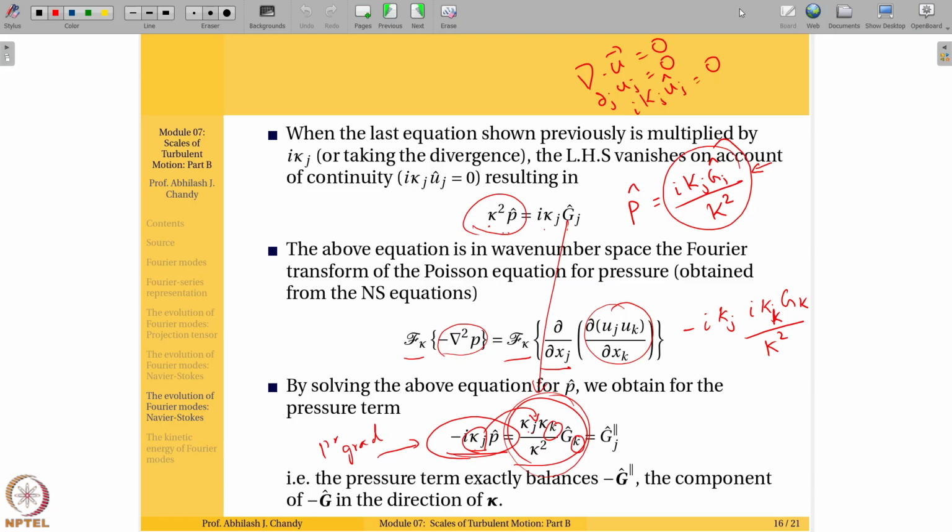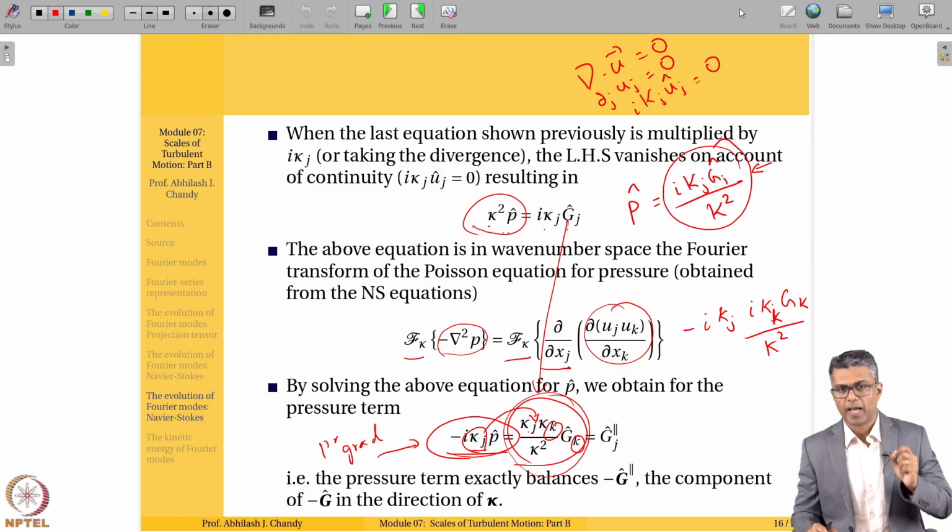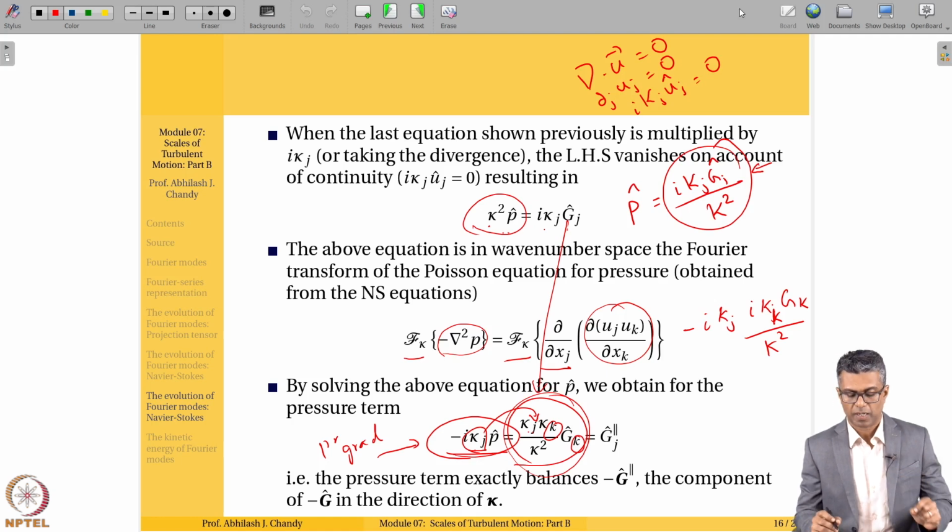Hello everyone. So in the last class we were in the process of converting the Navier-Stokes equations, which are originally in physical space, into wave number space. We are close to finishing this up. What we ended up doing in the last class is we converted the pressure term, the pressure gradient term, as you can see here, i kappa j p hat, into wave number space.